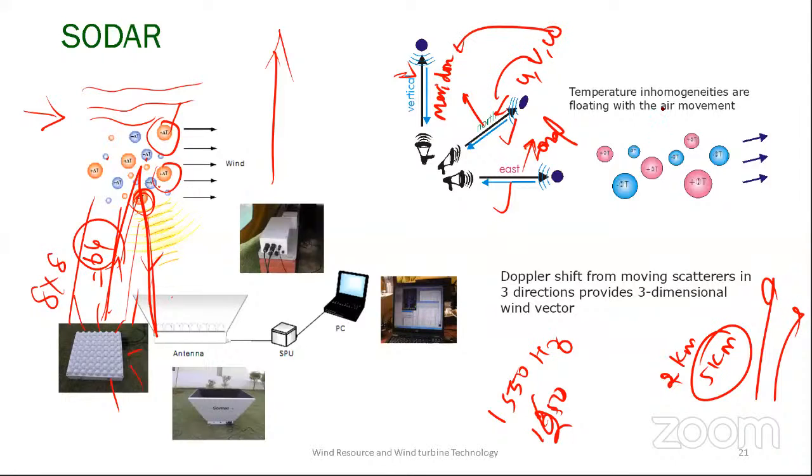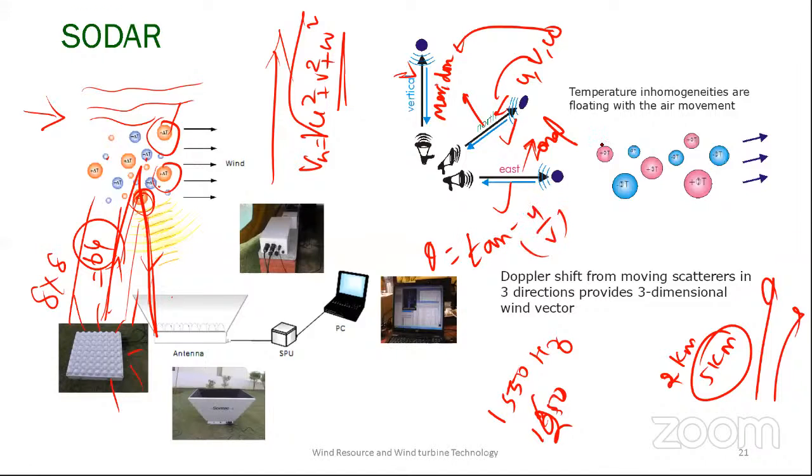When you want to calculate the wind speed, you take U squared plus V squared plus W squared. The root of this is the wind speed. In case we want to know the direction, we can use theta equal to tan inverse of U by V. You can calculate it. So from this, I can find out which direction the wind is blowing.